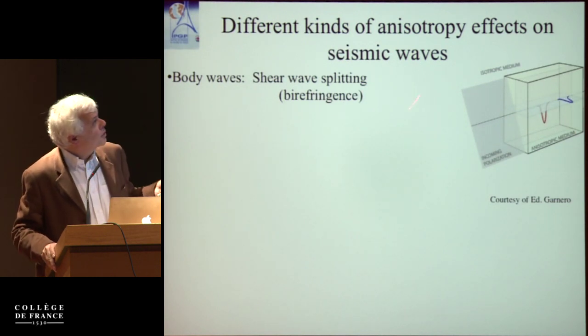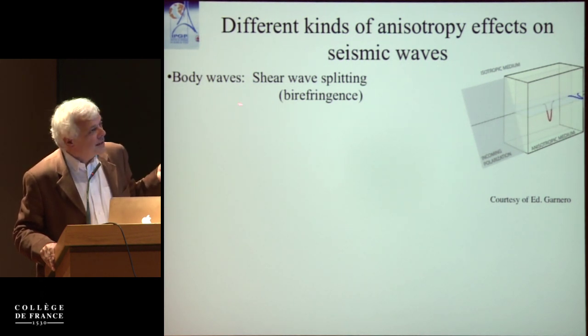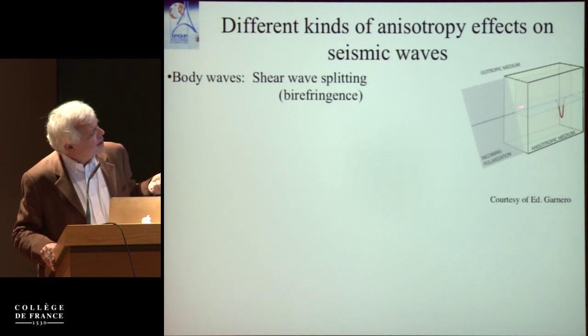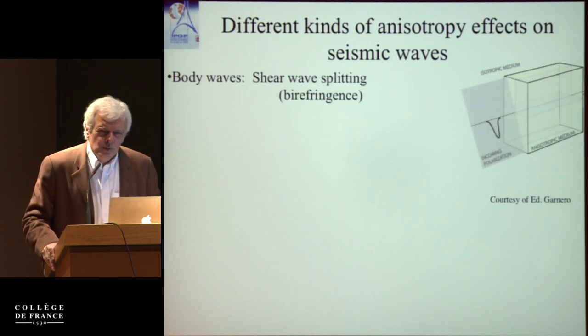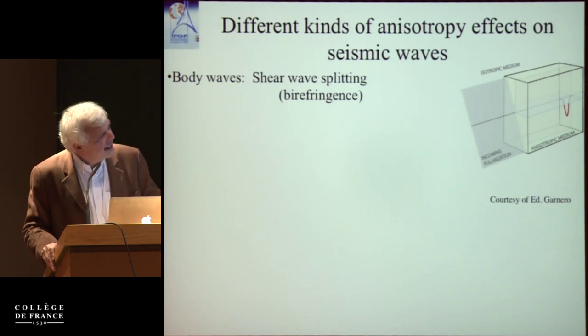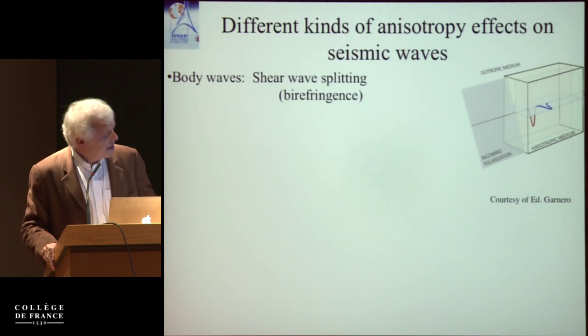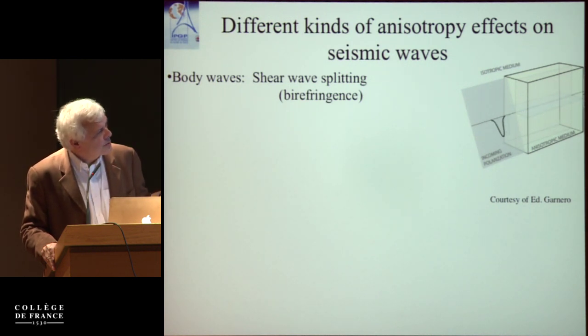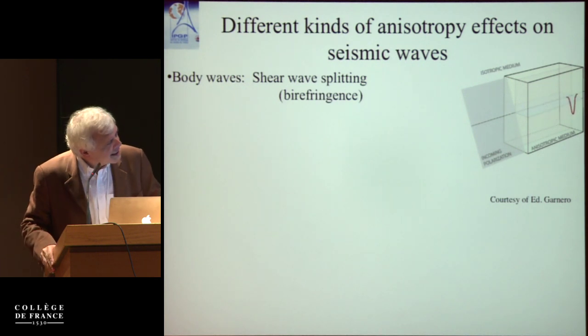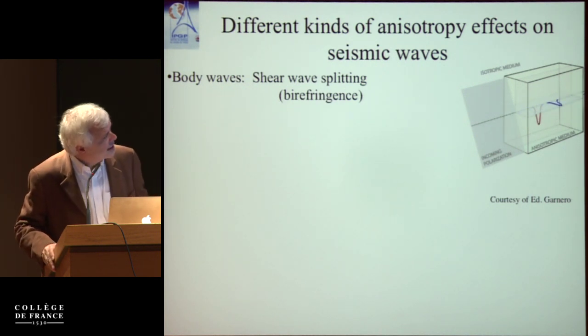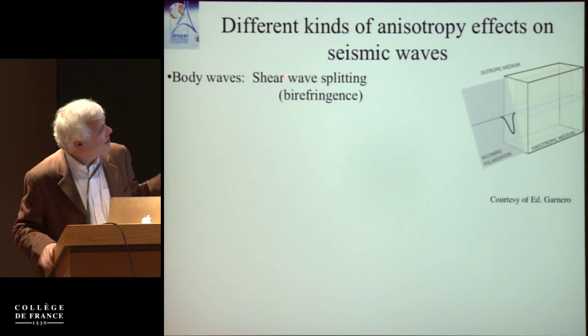To observe anisotropy, we need data, and we have used different kinds of data. We have used, for many years, body wave data and the classical effect of birefringence. When a wave comes into an anisotropic medium, it splits into two S waves with orthogonal polarizations and different velocities. Outside the medium, you have two waves with a delay time and a specific orientation. This has been used for many years.